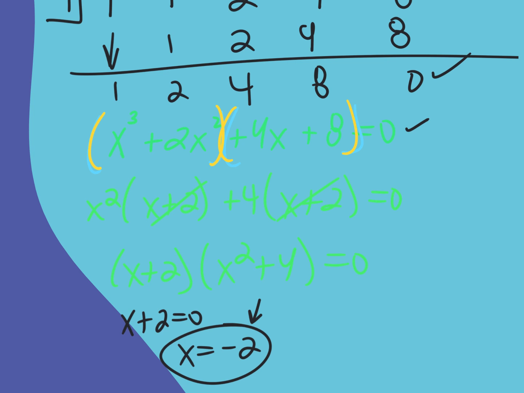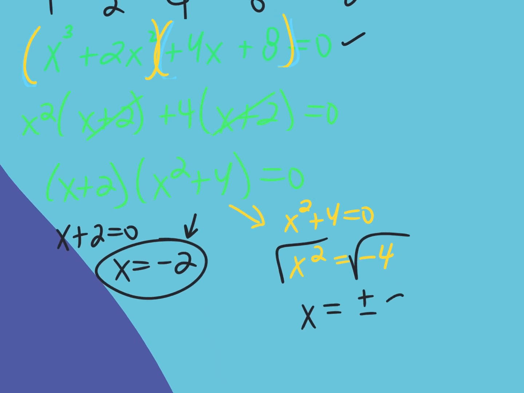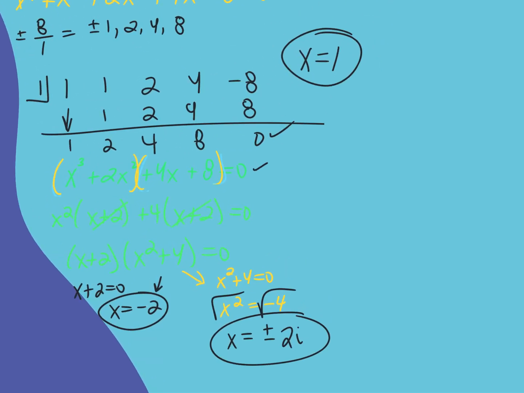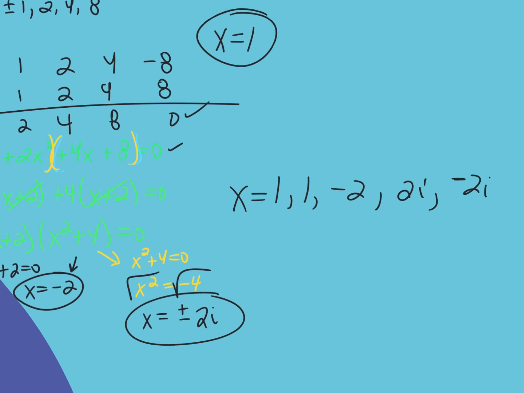Now, what do we notice here? When I set x squared plus 4 equals 0, this becomes x squared equals negative 4. I take the square root, and what is the answer here? Plus and minus what? 2i. So let's talk about our answers here. I have x equals 1, 1, negative 2, 2i, and negative 2i.